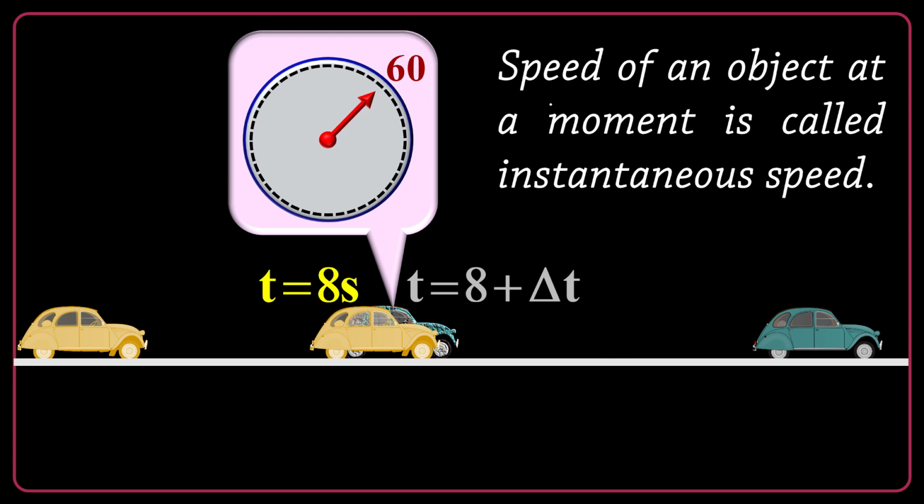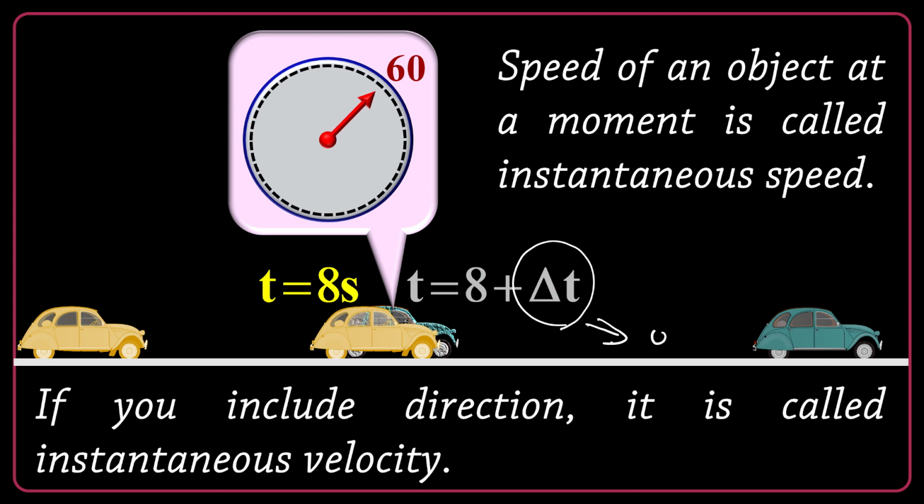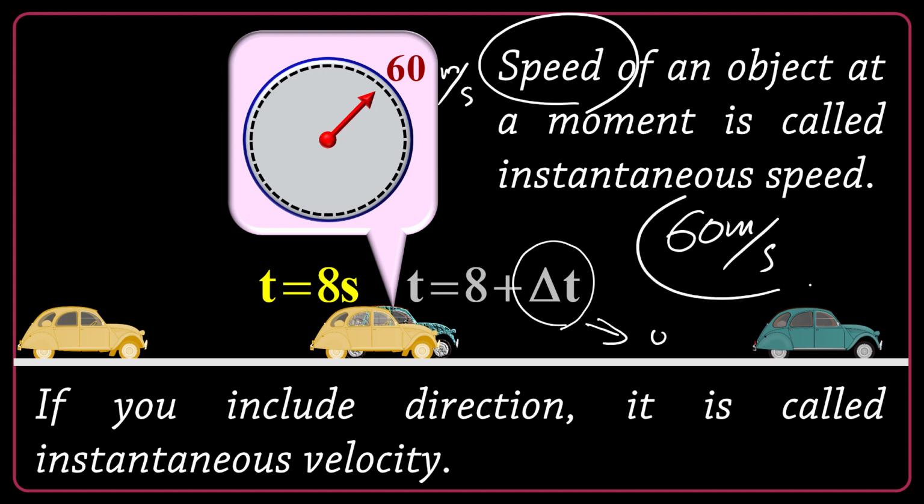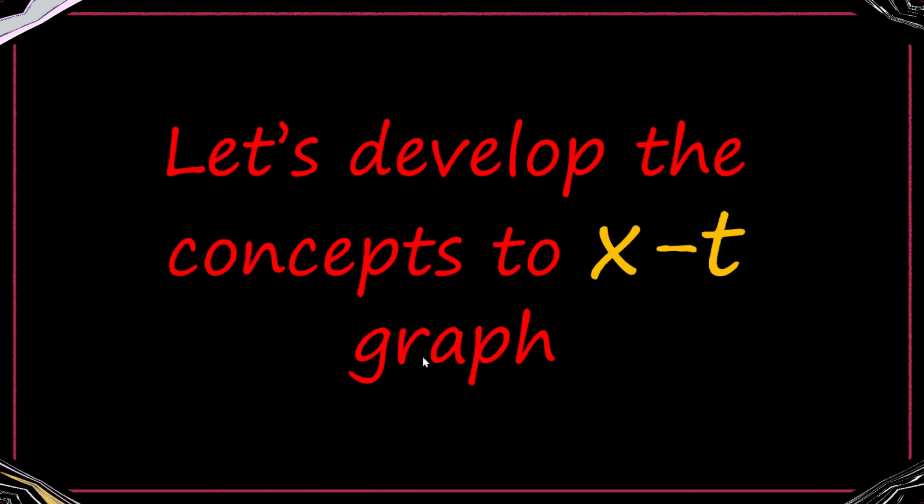So we can say speed of an object at a moment is called instantaneous speed. What the moment is? Moment is a very short delta t, in which it tends to 0. What about the average velocity? Basically, if you include the direction, it is called instantaneous velocity. Let's say it's 60 meters per second with no direction. It's just the speed. But when I say 60 meters per second to right, I include the direction, it is the velocity. That's all.